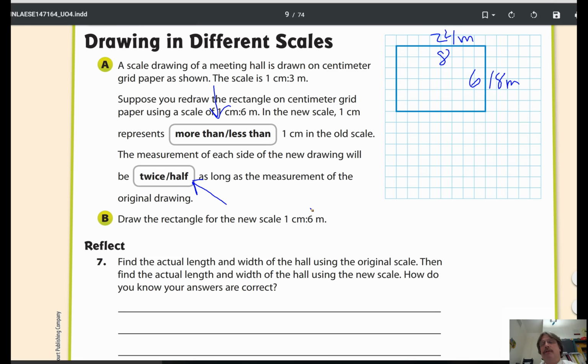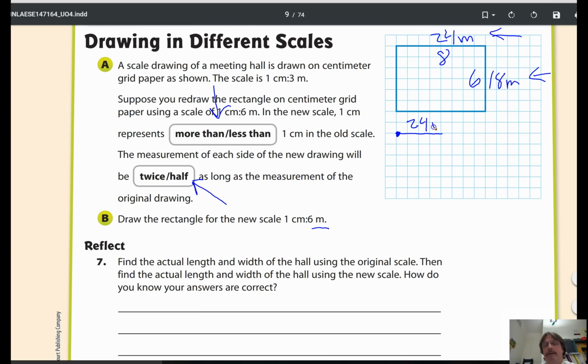What they don't tell you is that you're going to keep the original outside dimensions. So you're going to keep 24 meters. So what we're going to do is we're going to pick a point right there. And I'm going to count. I need 24 meters. So again, skip count. 6, 12, 18, 24. So that's going to be 4 centimeters, right? 6, 12, 18, 24. And now I have to go 18 meters. So that's my 24.